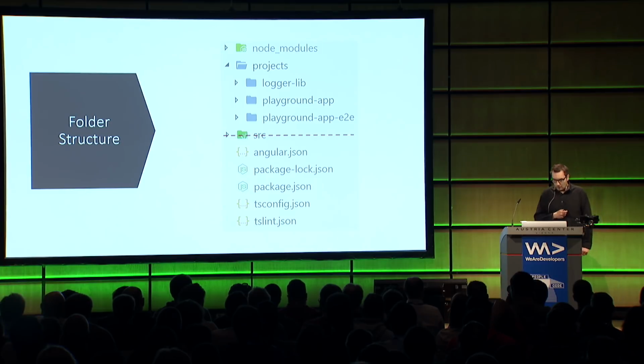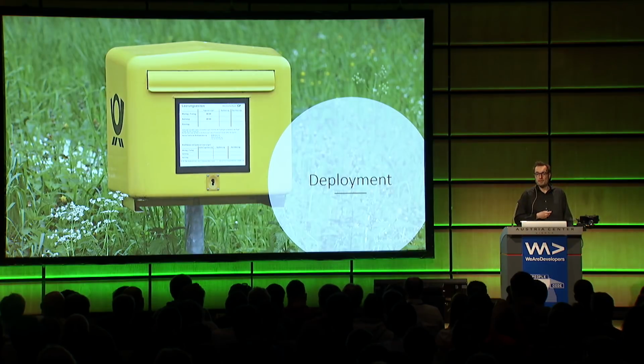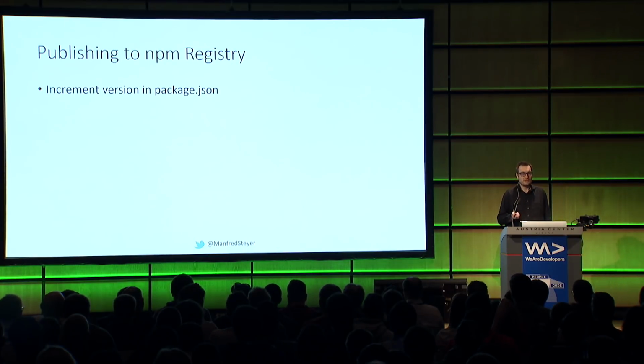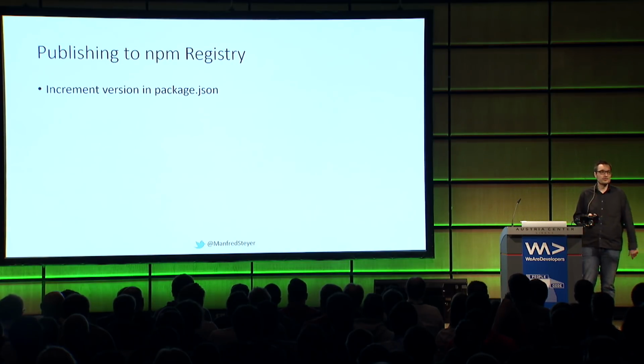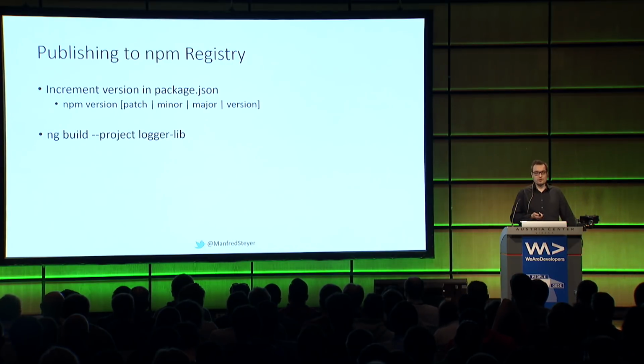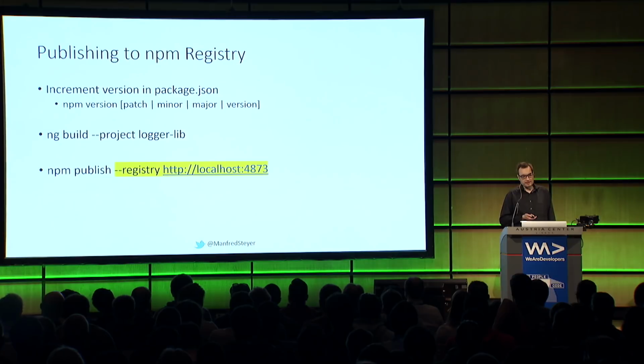When you have down-leveled everything to an NPM package, you have to deploy your package. And this is also quite easy. Everything you need to do is to increment the version in your package JSON. For this, you can use something like npm version. And then, of course, you have to build your library again, and then you can publish it.